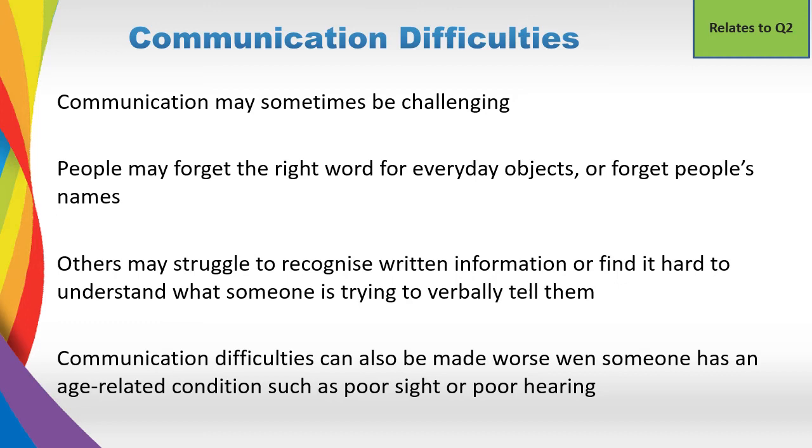With communication difficulties, as I just said, it could be difficult to follow a conversation because of those memory difficulties. It could be difficult to remember what the person has just said to you, but it's not just that. It can be very difficult for a person to remember the right word for an everyday object. It could be very difficult for somebody to remember people's names. It can also be difficult not only with verbal communication, but also with written information as well, depending on which part of the brain is affected.